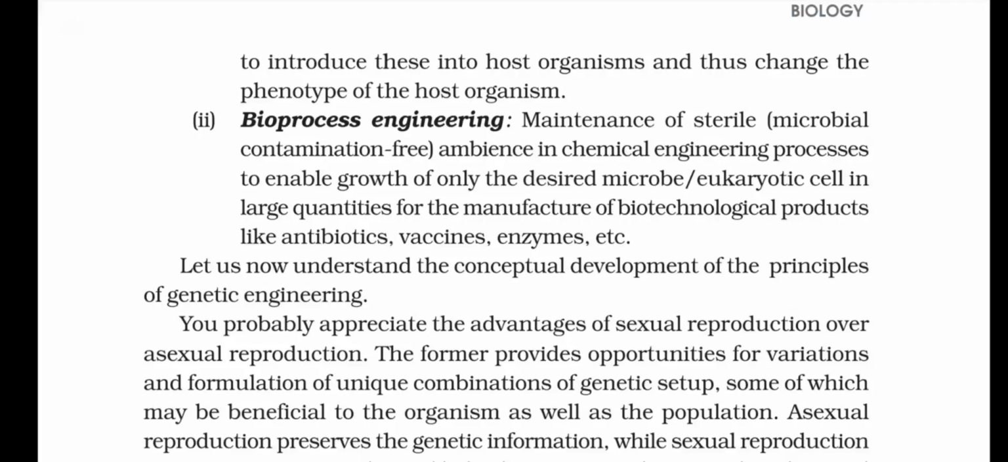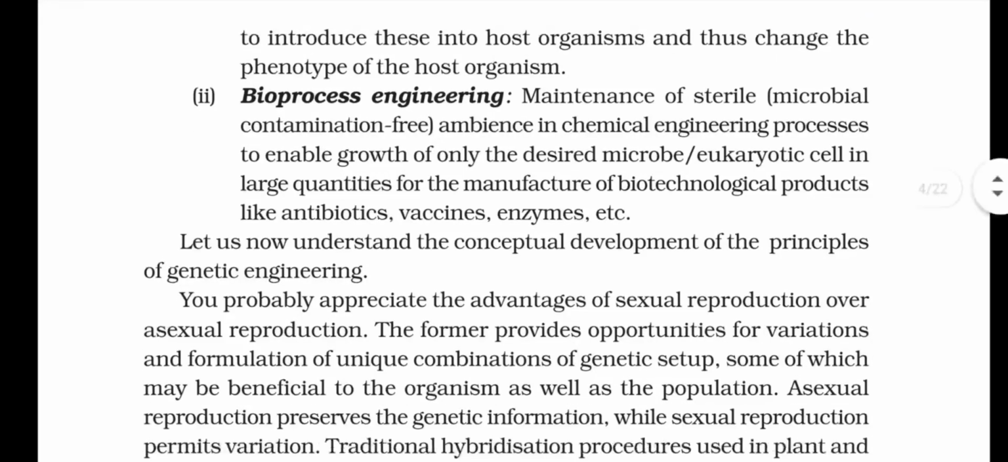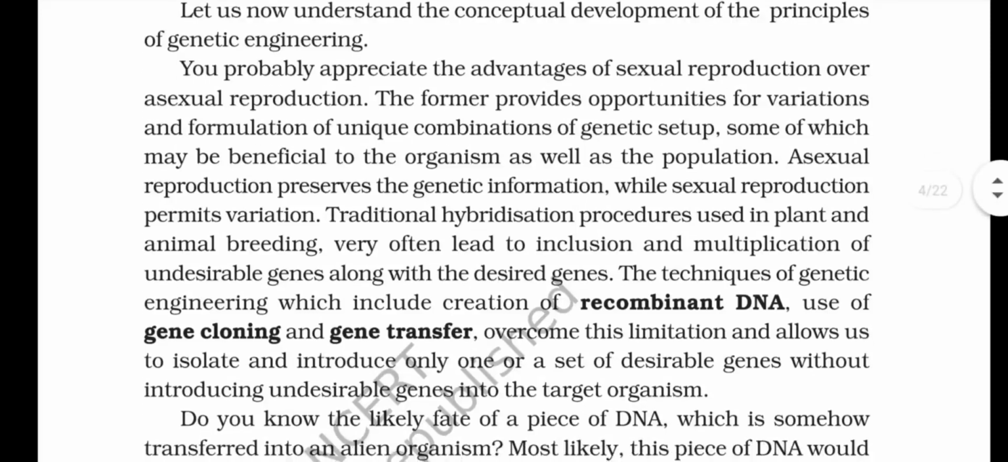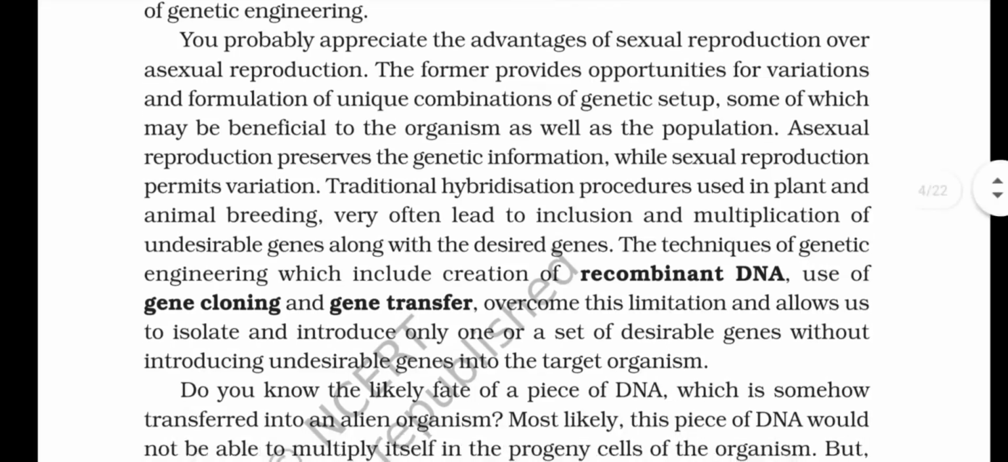So it's basically genetically engineered bacteria or viruses that are modified to create vaccines, enzymes, and antibiotics to fight off disease. So how can you tell about gene transfer, gene cloning, and recombinant DNA? You must think that these are big words, but that's not the point. I'm going to teach you bit by bit. You probably appreciate the advantages of sexual reproduction over asexual reproduction. You know that we just saw that in the last chapter.